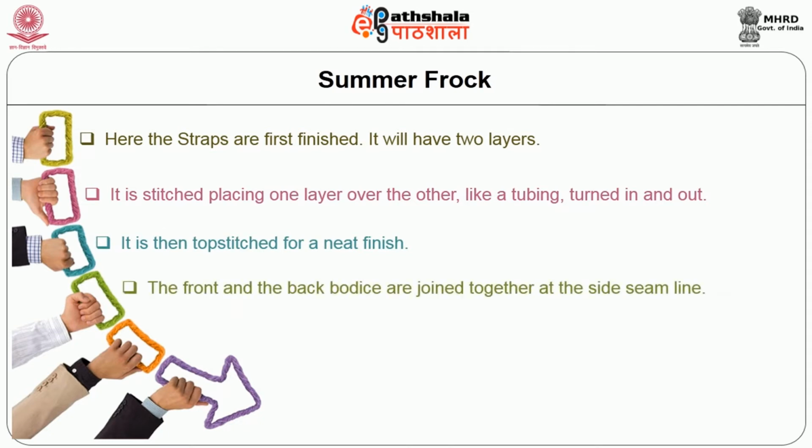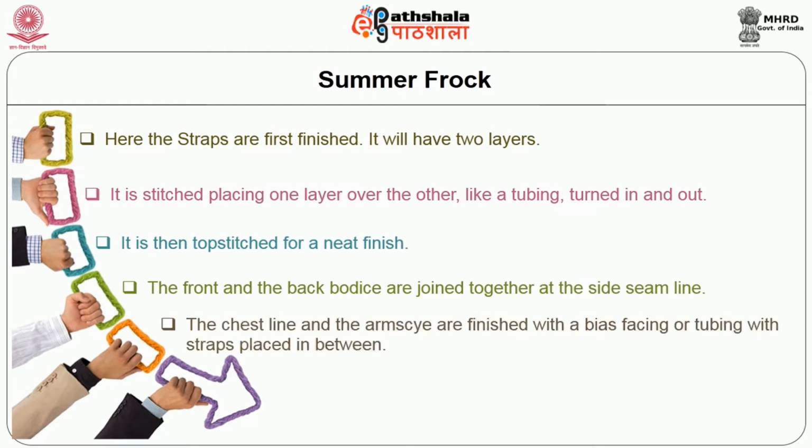The front and back bodies are joined together at the side seam line. The chest line and the arm side line are finished with bias facing or piping with the straps placed in between at the right position. Finally, the hemline of the frock is folded and finished neatly.